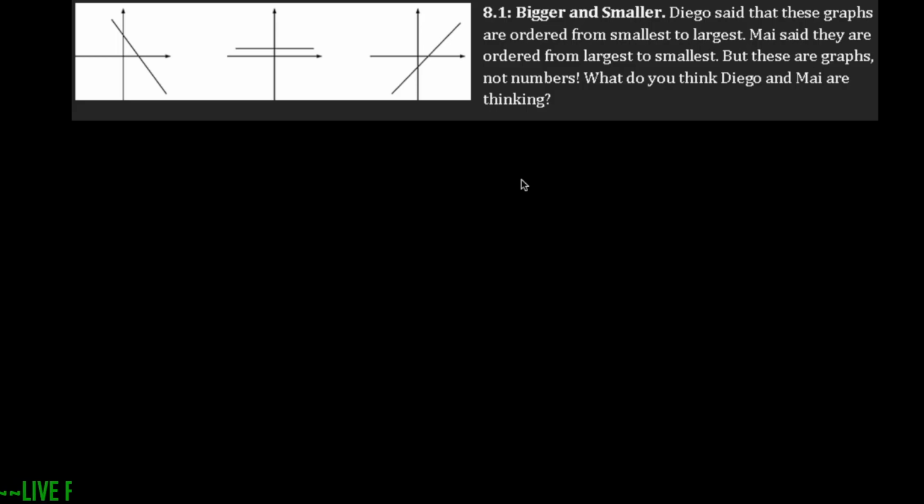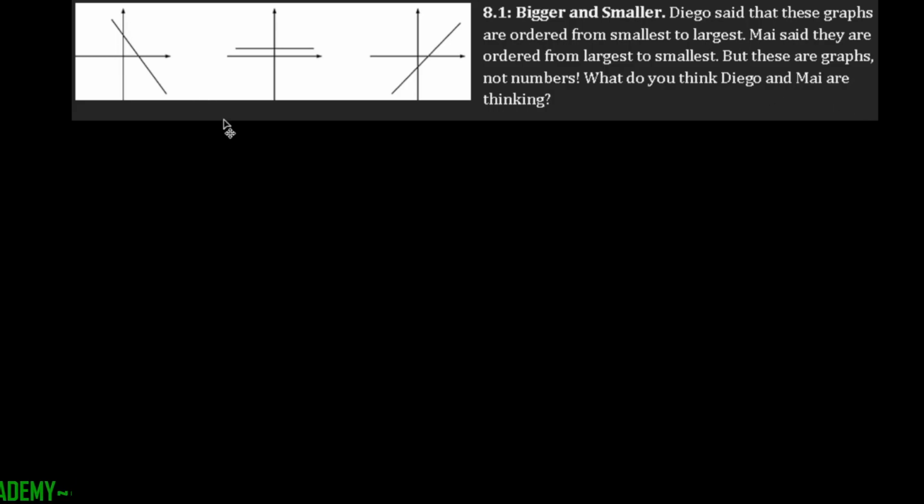In this video, we are working still on our unit number 5, talking about our functions, graphs, slopes, y-intercepts, and being able to talk about and compare them. So the first one says bigger or smaller, and it says Diego said that these graphs are ordered from smallest to largest. Mai said that they are ordered from largest to smallest. But these graphs have no numbers on them. What do you think Diego and Mai are thinking?